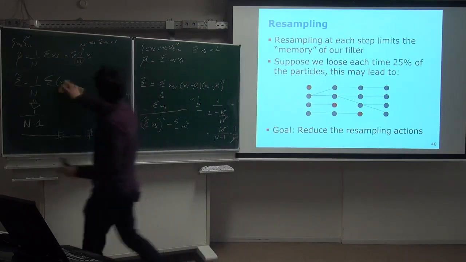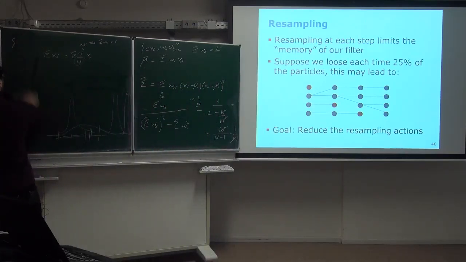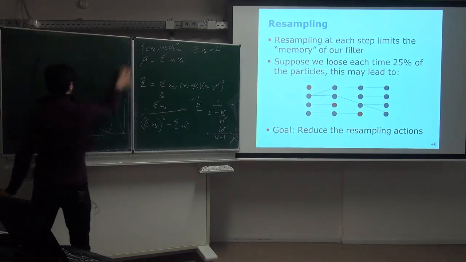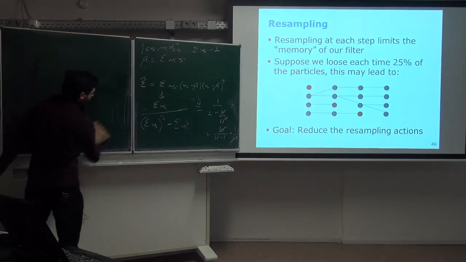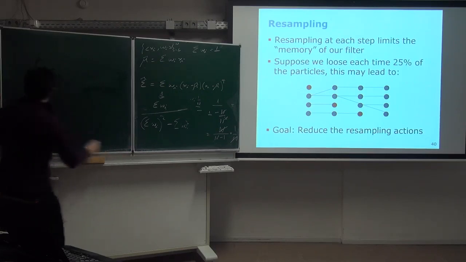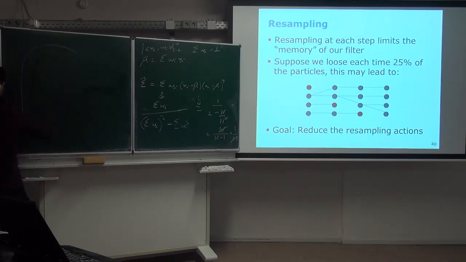so the problem here is that imagine that we do resampling every time. Imagine that we have a lot of different trajectories. They all go like here and like there and so on. So we have a lot of diversity in the distribution of the trajectories.